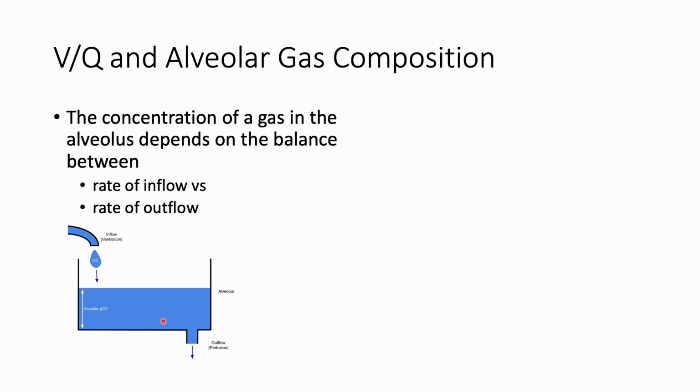We should also realize that we can apply the same principle to carbon dioxide as well. The difference being that carbon dioxide inflow is from perfusion and outflow is from ventilation. And this is why a change in the VQ ratio will affect oxygen and CO2 partial pressures in opposite directions.